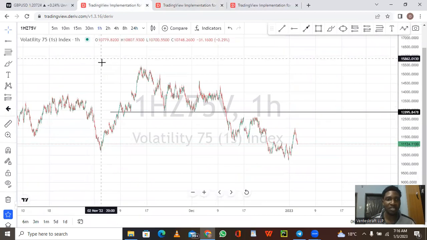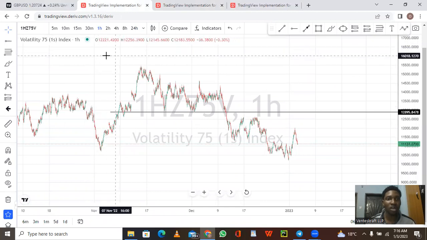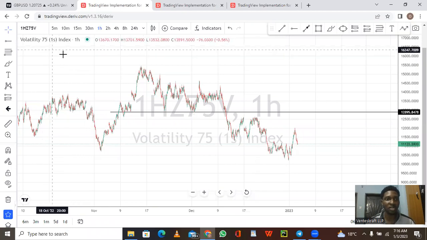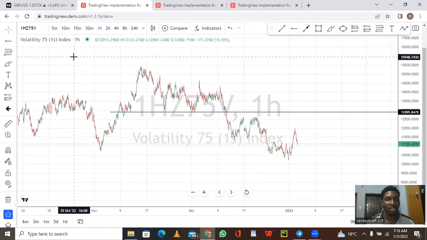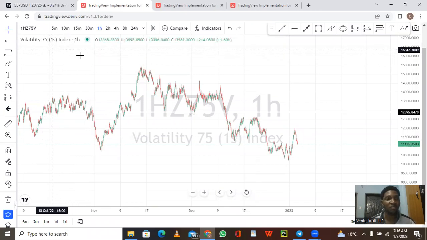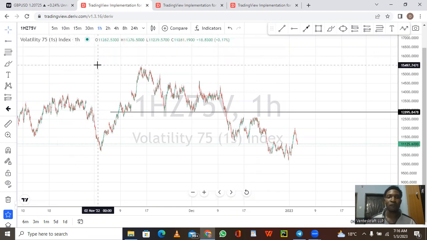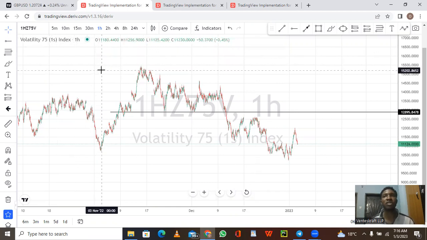This is the 15 minutes. Sorry, this is the 1 hour. I've stepped down to 1 hour. This is the 1 hour of that same index, Volatility 75 (1s). So the major importance of the lower time frame is that it helps us to spot entry. Why?